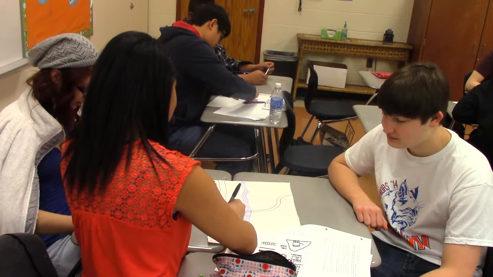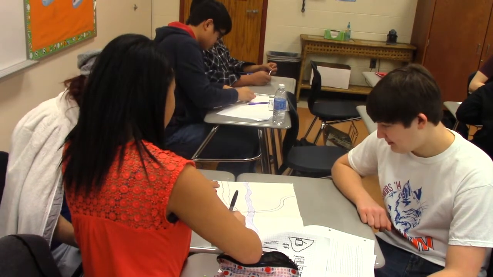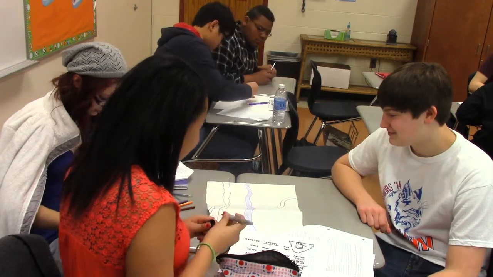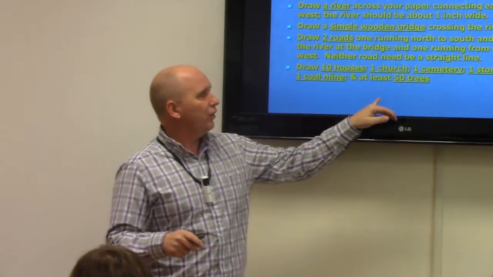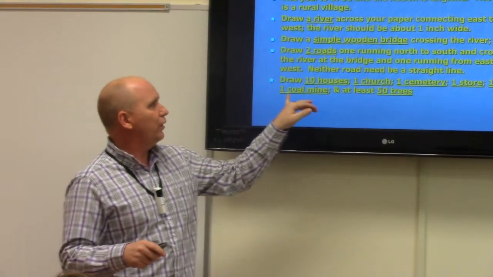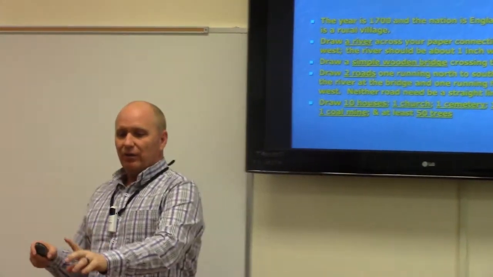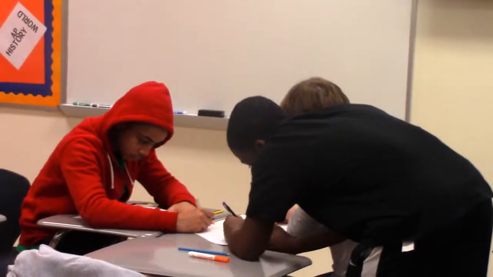Robert Frost would not have traveled east. One church, a cemetery, a store, a pub, a coal mine, and 50 trees. Now, this is where you all have to participate, okay, and work together and look at the template. And I'm going to give you 1 minute. You have 1 minute.